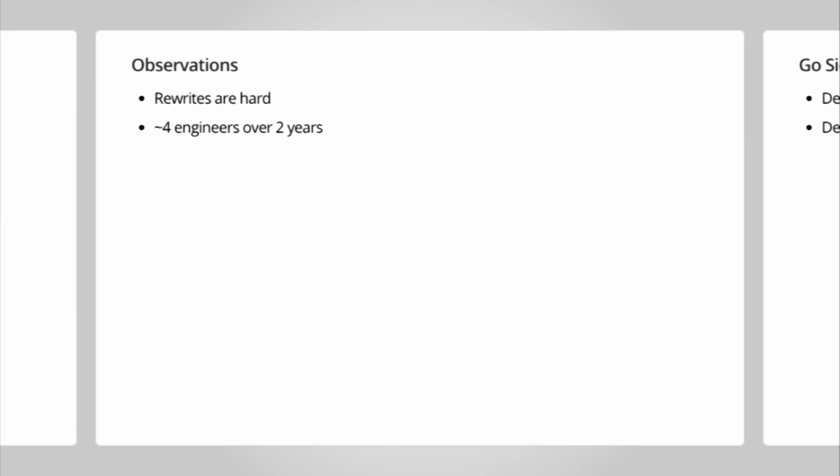Some more observations. Rewrites are usually hard. Your time estimates are usually off by 2 times. That's just heuristics. It took us 4 engineers and 2 years to complete this rewrite. But yeah, it was a fun ride, we gained control of our code base. Now we understand what's happening. We built a bunch of libraries in Go. We all love Go, and we would probably write all our software in Go in the future.